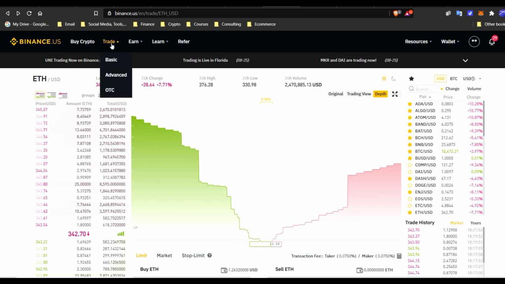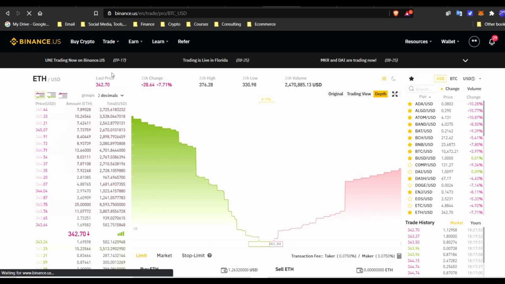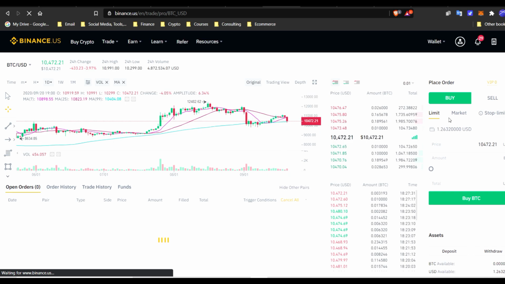Next, I'm going to show you guys my personal preference. This is advanced. Then we'll go over the counter, and then we'll show you how easy it is to trade on another exchange like Coinbase. So we'll click advanced. This is essentially the same as the basic view, has all of the same key points, a similar template, just a different type of user interface.